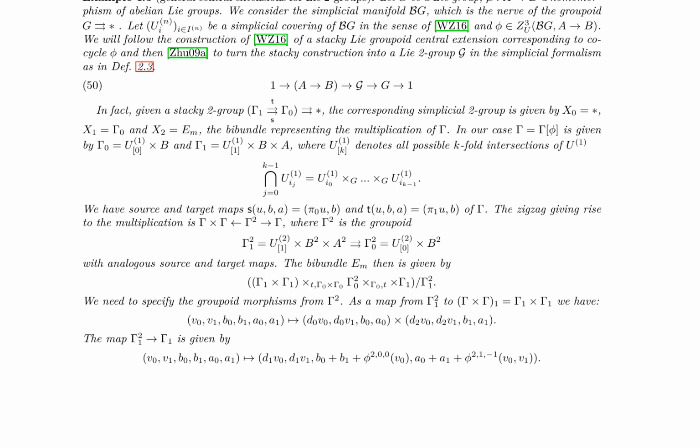The construction of the Lie2 group G involves a stacky 2 group, gamma 1T ⇉ S gamma 0, ⇉ asterisk, which is turned into a simplicial 2 group X. The simplicial object X is described in detail, including the definition of the face and degeneracy maps. The multiplication morphism M is also defined, and it is shown that it satisfies the required properties.